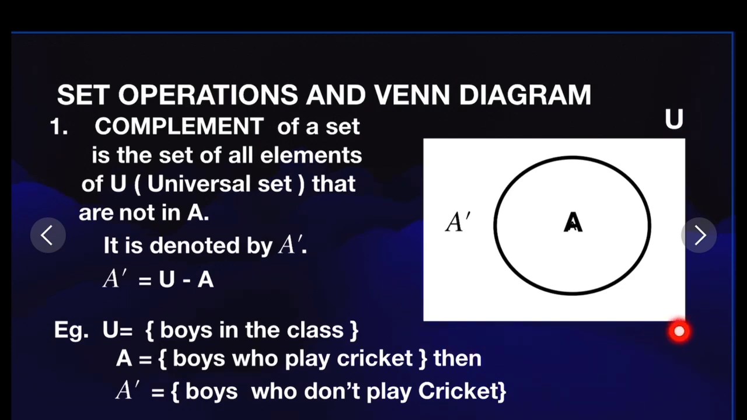Universal set is a rectangle. It's denoted as a rectangle, and the set is denoted as a circle, and all the elements are written within the circle. The elements which do not belong to the set are written outside the circle.